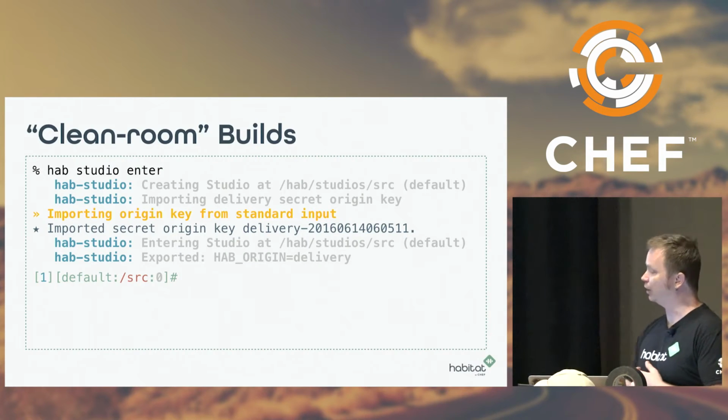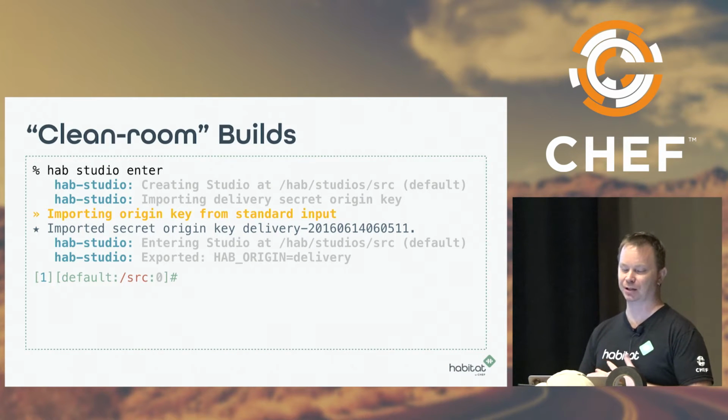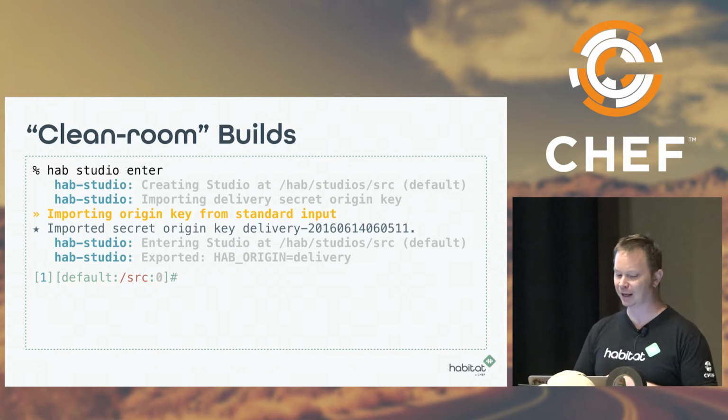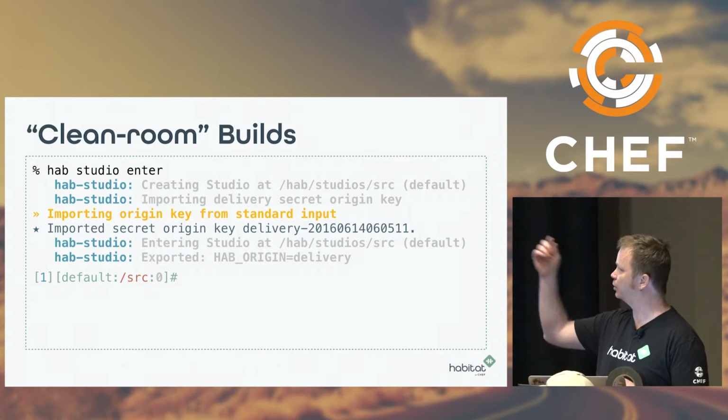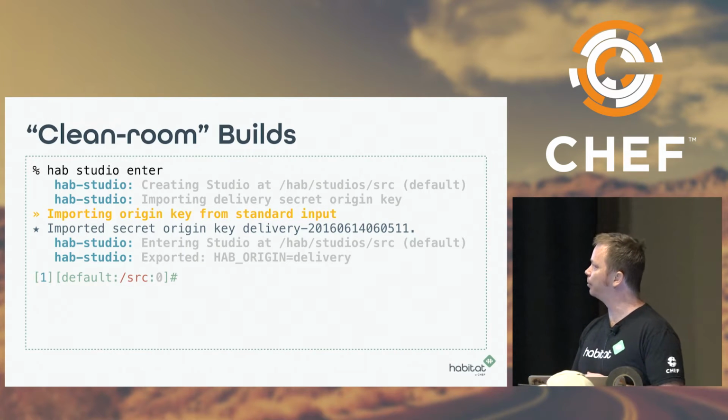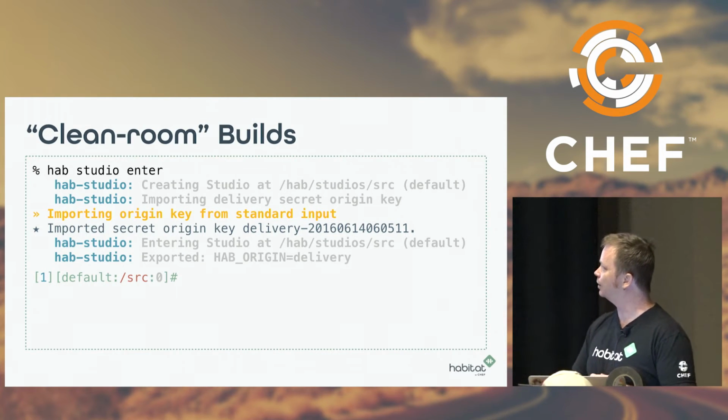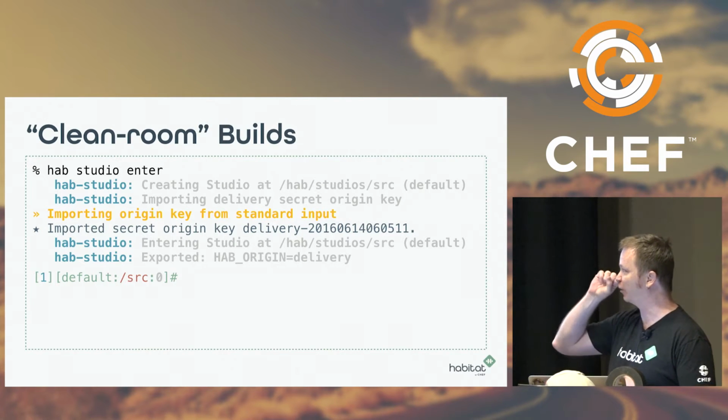So when we enter a studio, we use the hab command, and it has a studio subcommand, and it gives us some output. It says it's creating a studio directory, and then it imports the delivery secret origin key, and that is because the origin is called delivery.